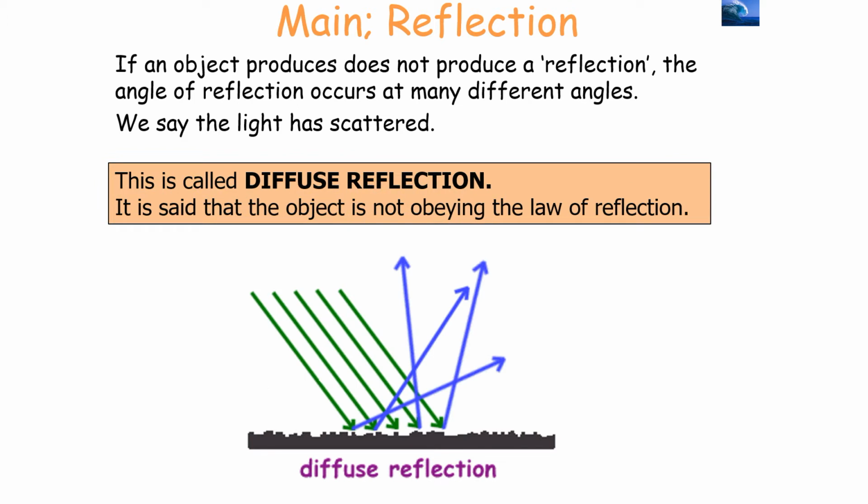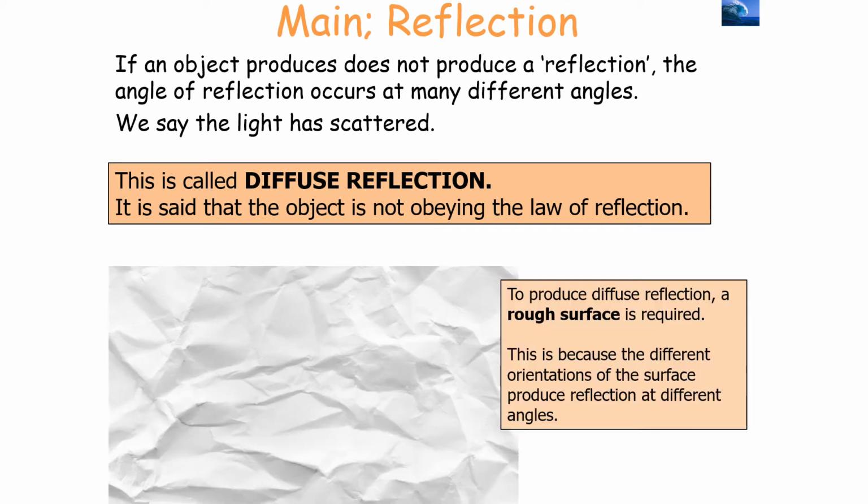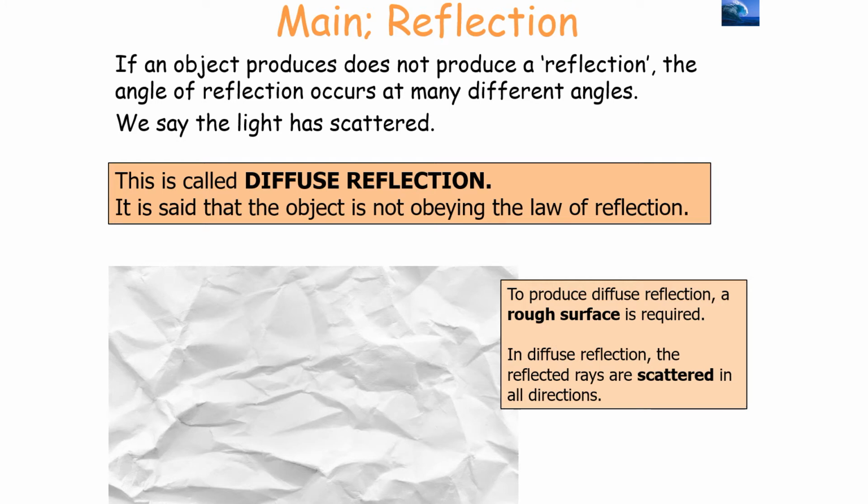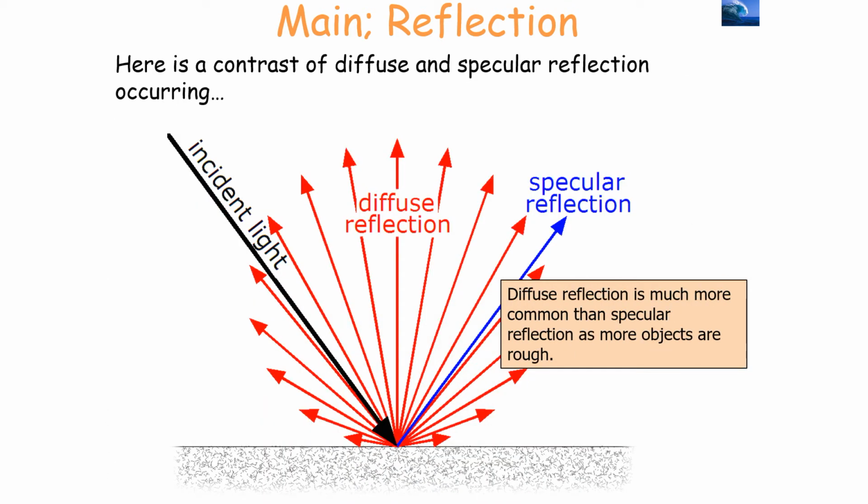whilst diffuse reflection is when an object does not obey the laws of reflection when it reflects light waves off it. To produce diffuse reflection, a rough surface is required. This is because the different orientations of the surface produce reflections at different angles. In diffuse reflection, the reflected rays are scattered in all directions. So you've got contrasting ideas of diffuse reflection and specular reflection. Diffuse reflection is much more common than specular reflection, as more objects are rough as opposed to smooth.